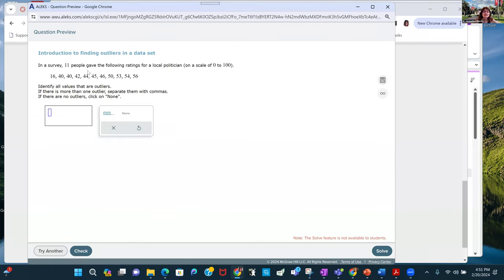All right, in a survey, 11 people gave the following ratings for a local politician on a scale from 0 to 100. I'm just laughing. Look how low they are. All right, so most of them are 40 and 50, and one is really low, right? Somebody hates this guy or girl. So 16 is the outlier there. You see what I'm saying? These are pretty obvious and clear, I think.